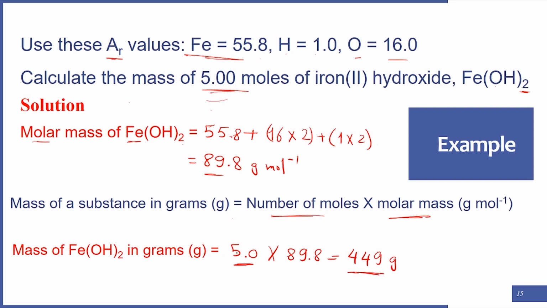Notice we can verify our answer by looking at the units. Mole multiplied by gram per mole gives us the grams, which is the desired unit.